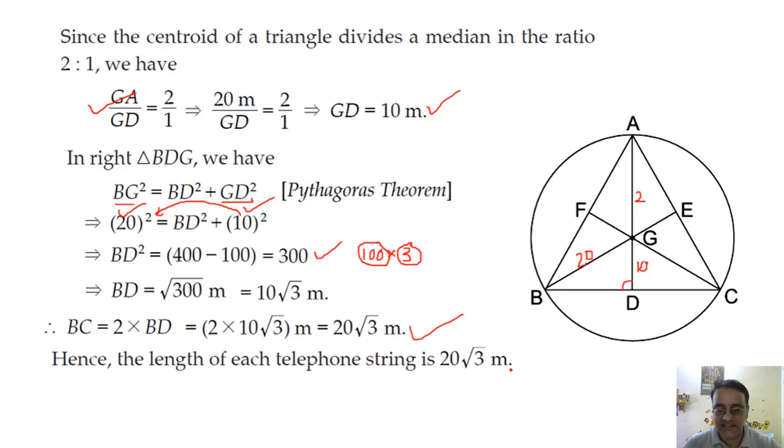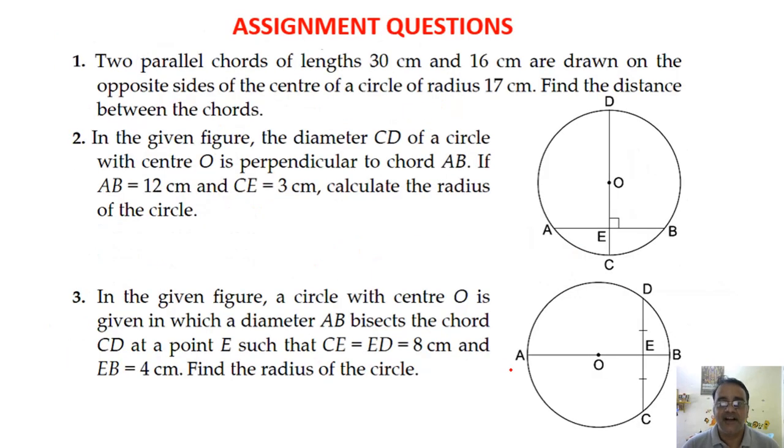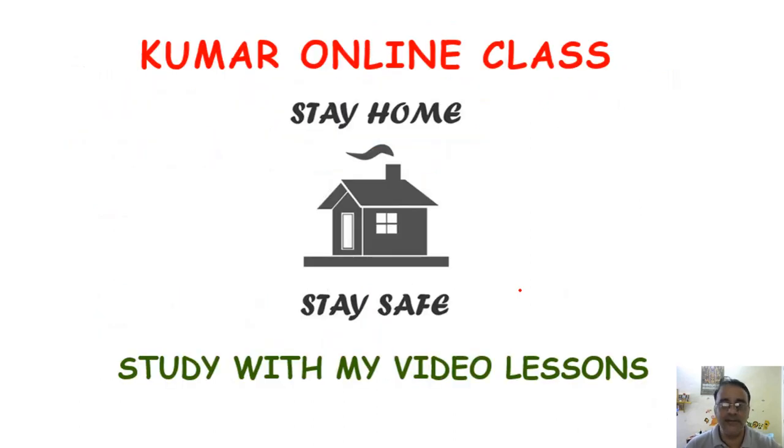Okay, so this is the last question of today's session. Now we are moving towards the next section, that is assignment questions. Only 3 questions are there and in all of them you have to calculate something. Here, 2 parallel chords of lengths 30 centimeters and 16 centimeters are drawn on opposite sides of the center of a circle of radius 17 centimeters. Find the distance between the chords. And in this figure you have to find the radius of this circle, and in this figure also you have to find the radius of the circle. So you have to complete these 3 questions, right? And that's all for today's session.